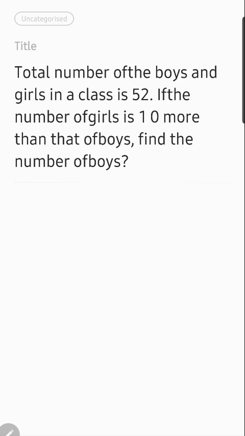After reading the problem, the total number of boys and girls is 52. In that 52, girls also there, boys also there, but we don't know the number of boys or the number of girls. We are going to find the number of boys. Number of boys is the question. So we have to take boys as x, or otherwise, what is the relation given in the problem between boys and girls? Here is the second statement.